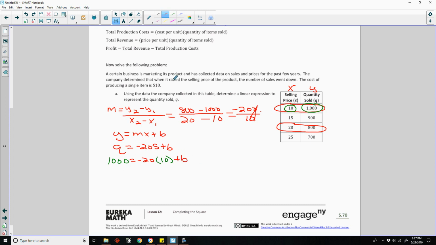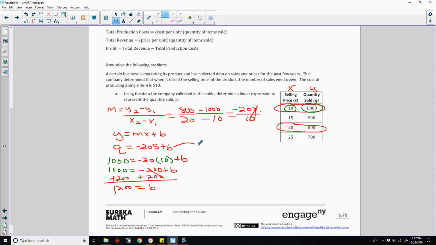Okay, and when I do this calculation, I'm going to get 1,000 equals negative 20 times 10 is negative 200 plus b. And to get b, I'm going to add 200 to both sides. And when I'm finished, I get 1,000 plus 200 is 1,200 equals, these cancel, and I get my b.